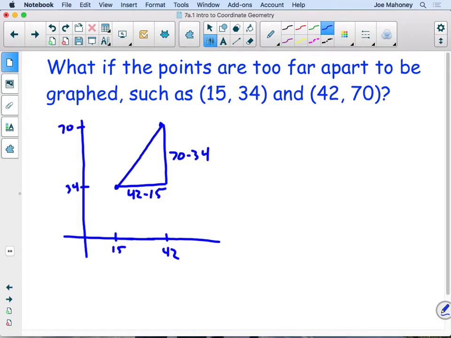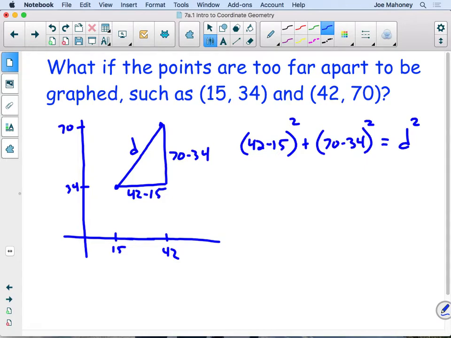So now I can do the Pythagorean theorem. Let's call this distance D. So if I do my 42 minus 15, whatever that number is, and square it, that's my a squared. And then I do 70 minus 34, that's my b value, and square it. That equals whatever my distance is squared.